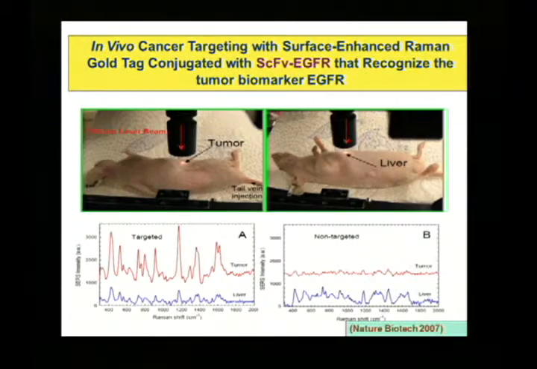Next. We also did an animal study, and basically this is a tumor injection to the flank, and then this is a laser hit, and then we see nice signals here. And the baseline, this is the liver, just a little background, and the non-target one, we didn't see anything there.